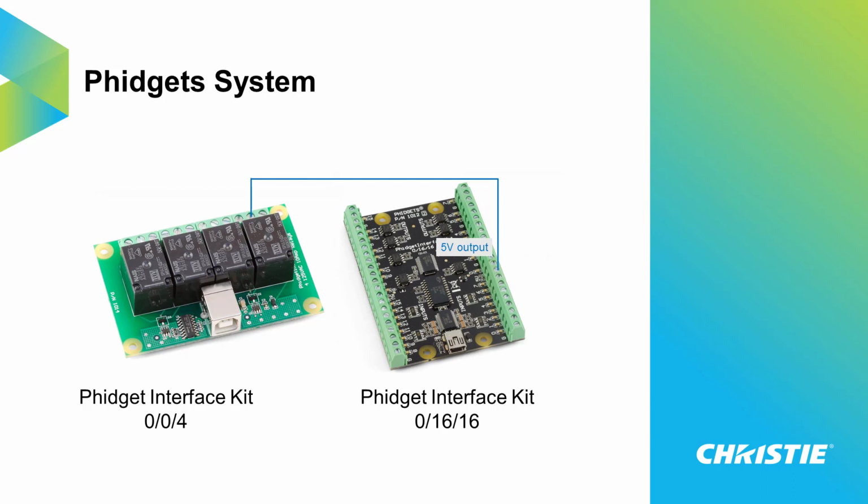We have wired the 5-volt output of the 01616 to one of the relays on the 004 board to route this, as soon as the relay is closed, back to the input number 0 of the digital inputs at the Phidget Interface Kit 01616. As soon as we close the relay, the 5 volts will be distributed to the input 0 and the status LED will light up so that we know that the input has been switched.